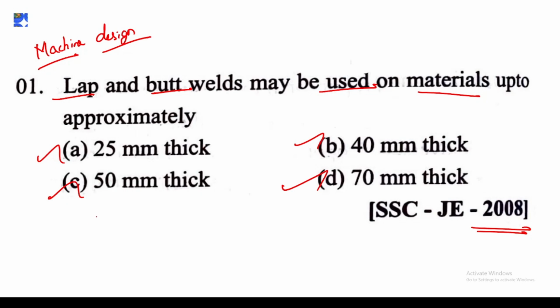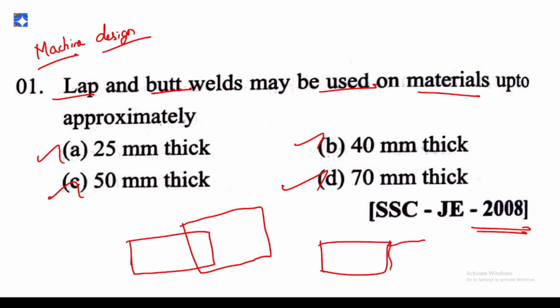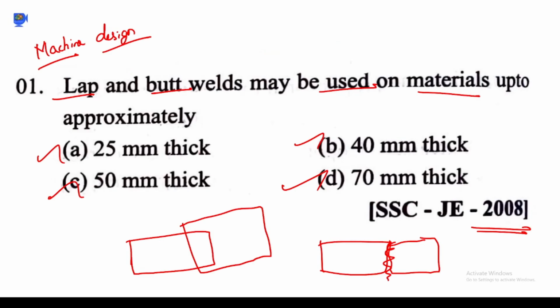So lap joint, in the sense, you might know that if you have a plate and on that plate itself another plate would have been kept, in this fashion, and then the weld would have been done here. So both lap and butt welds may be used on the materials. To what amount of thickness was the exact question which has been asked. So basically they are used in materials up to a maximum of 25 mm thickness, not more than that. So option A would be the correct answer.